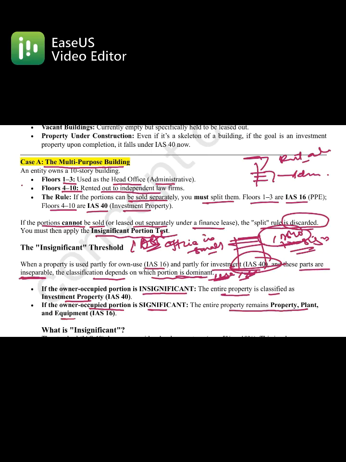Okay, so this is case number 1, the multi-purpose building. The rule is very simple. Split if possible, otherwise go with the bigger portion. This way you don't overthink it. First ask, can I split? If yes, classify separately. If no, just see which part dominates and classify the whole building accordingly.